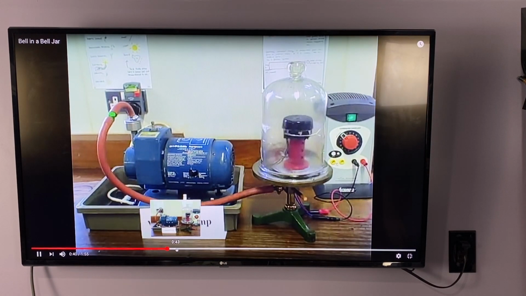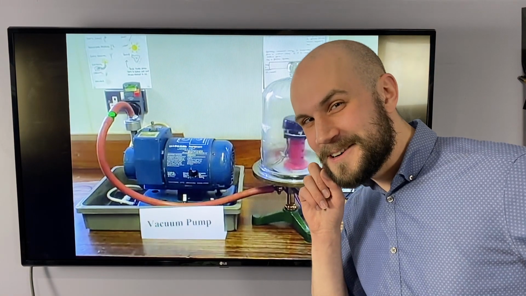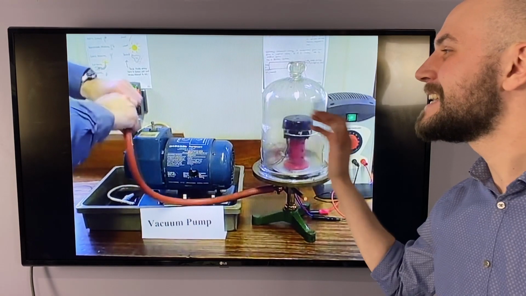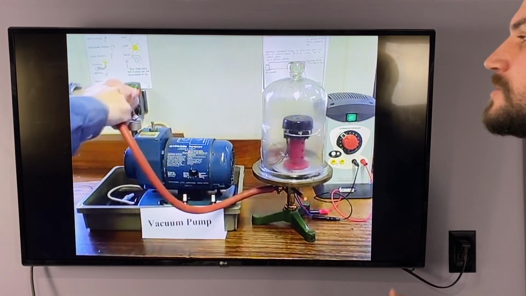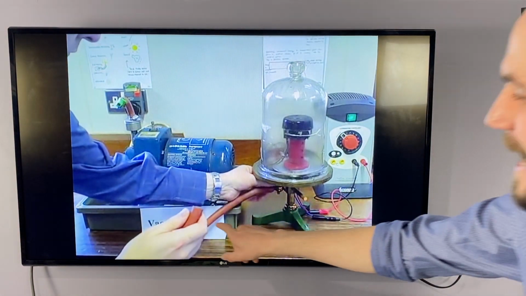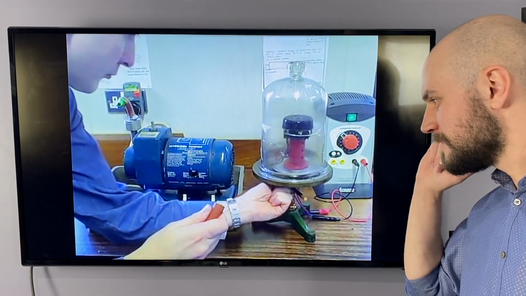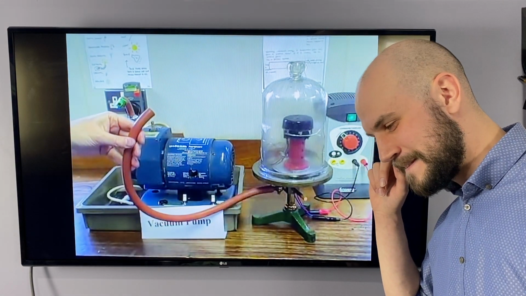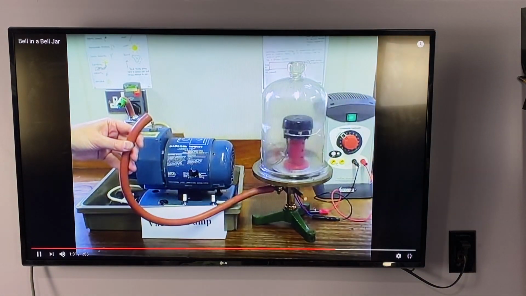I'm going to skip ahead a little bit. I don't know about you, but I don't hear the ringing anymore. As that air goes away, the sound cannot escape the bell. There's no sound when there's no air. Now he's going to slowly let the air back into the bell jar. And there it is. The ringing is back once we have air inside of our bell jar.